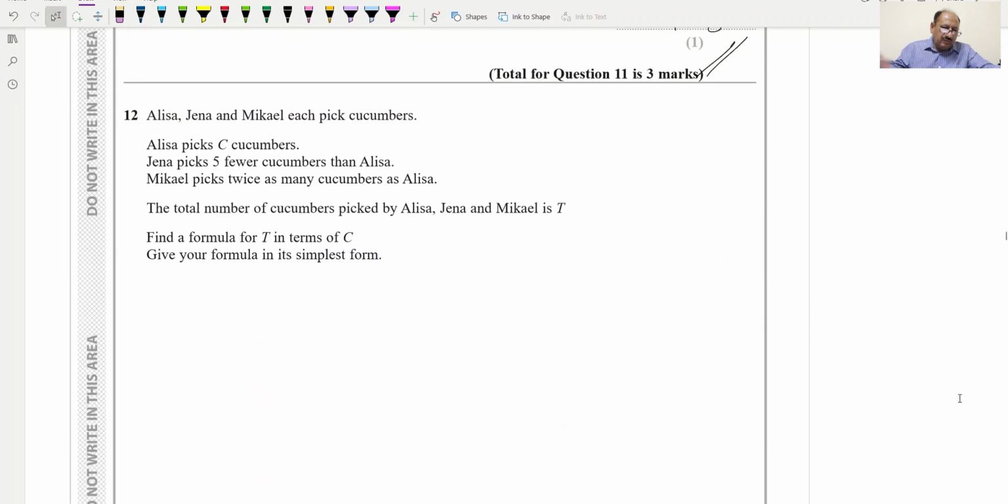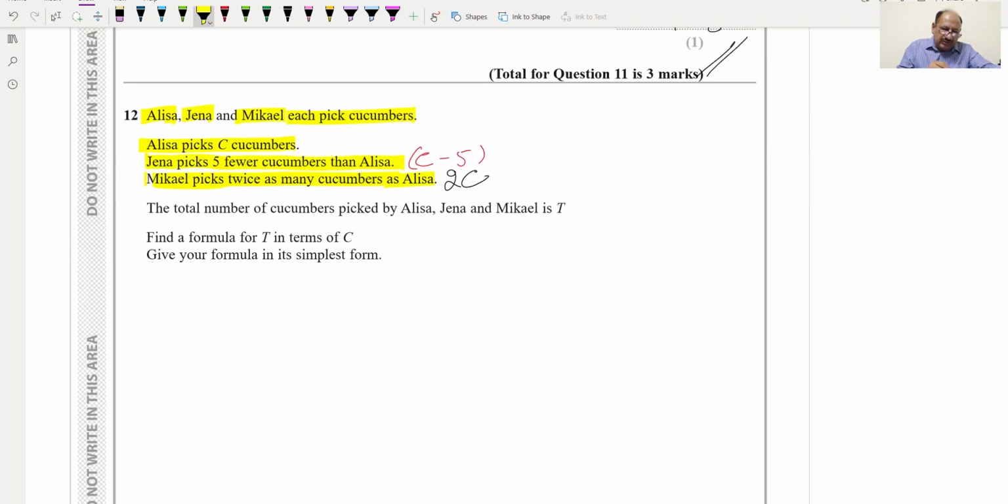Now question number 12. They're saying Eliza, Gina and Michael each pick cucumbers. Eliza picked C cucumbers, and Gina picked 5 fewer cucumbers than Eliza. So 5 fewer than Eliza means C minus 5. Then they are saying Michael picked twice as many cucumbers as Eliza. So 2C.